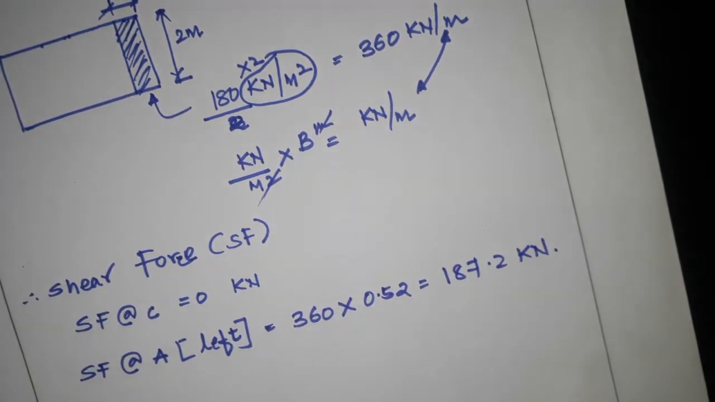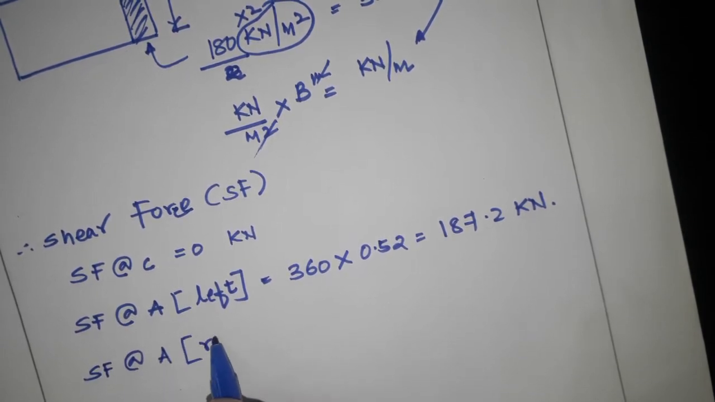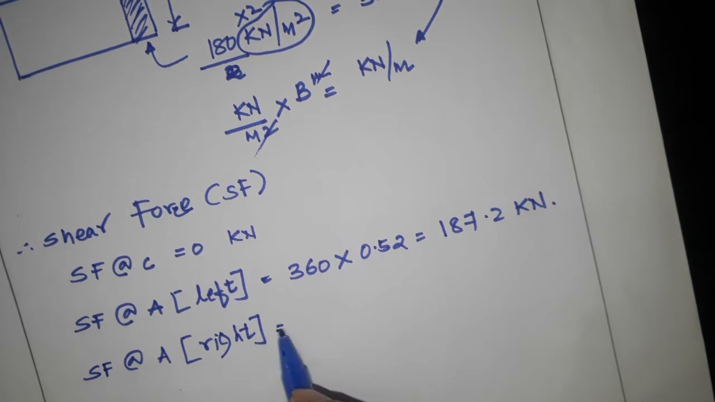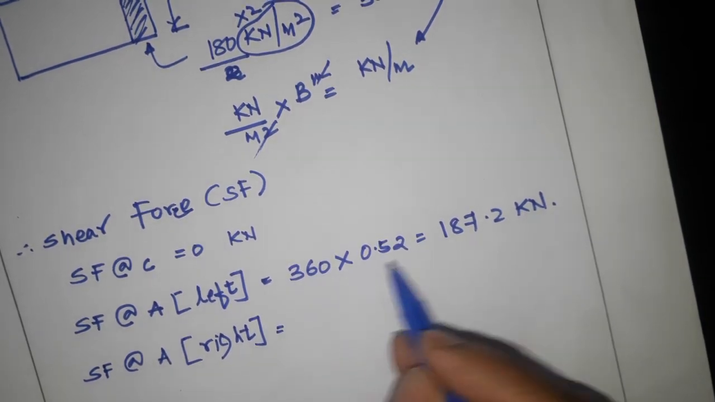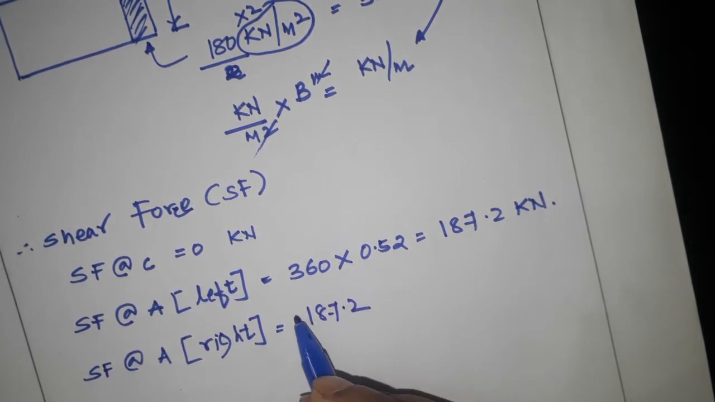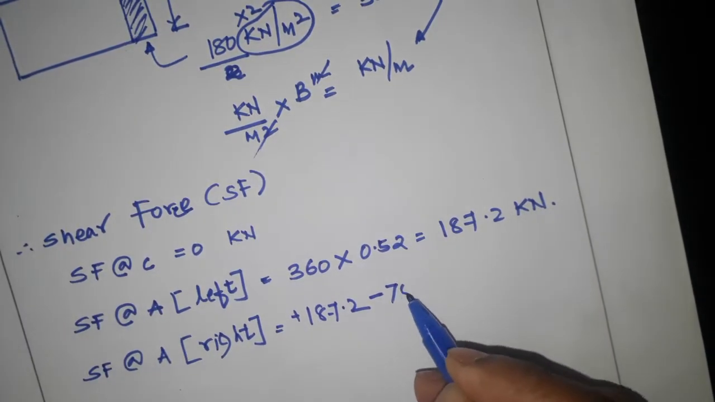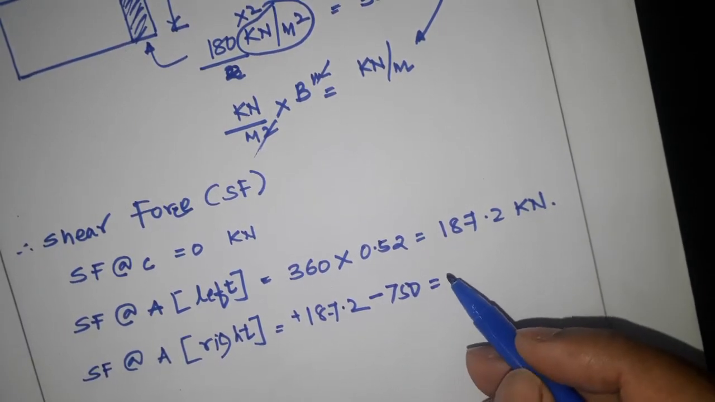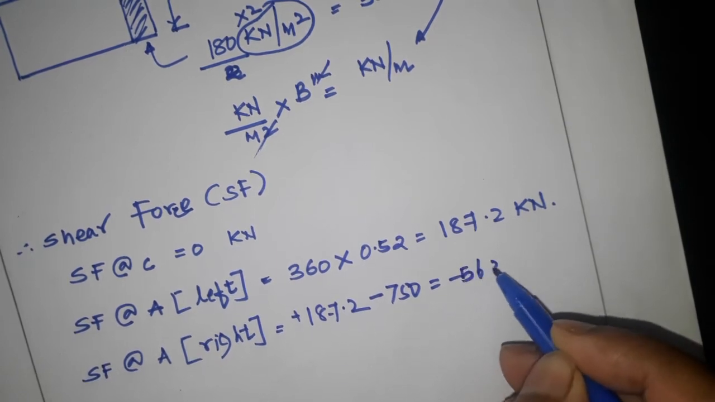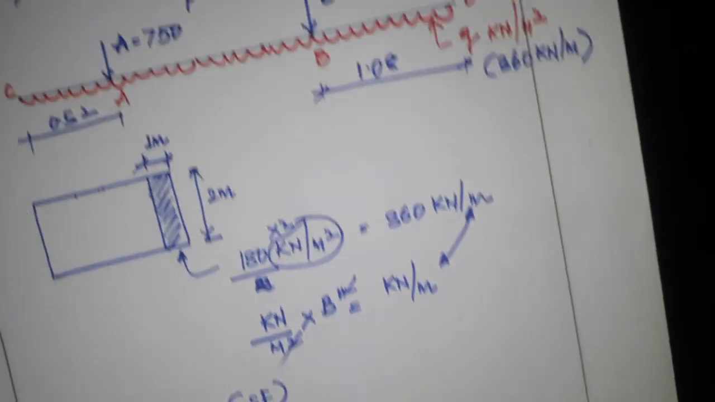Then shear force at A, right. That is again 360 into 0.52, so I'll directly write 187.2, that is positive, minus the load acting down, that is 750. So we'll get minus 562.8 kilonewton. I'll just show it here in the diagram.